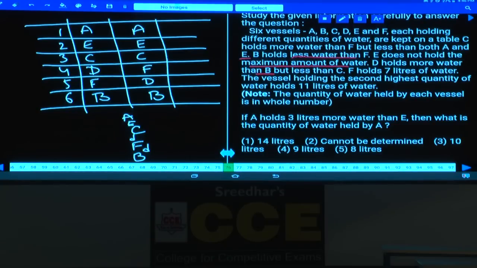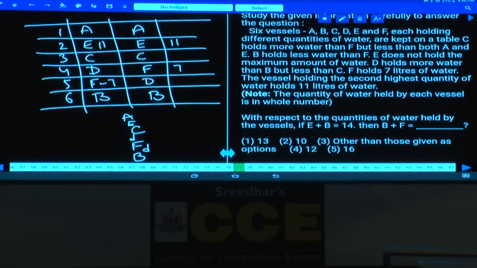Then what is the other information here? F holds 7 liters of water. Here F is 7. The vessel holding the second highest quantity of water holds 11. Second highest, E is 11, here also E is 11. Then question number 76. If A holds 3 liters more water than E, now E is 11, A is 3 more than E, that means 11 plus 3 is how much? 14. Hence the quantity of water held by A is 14, that is choice 1.